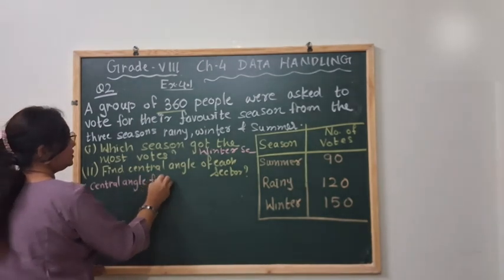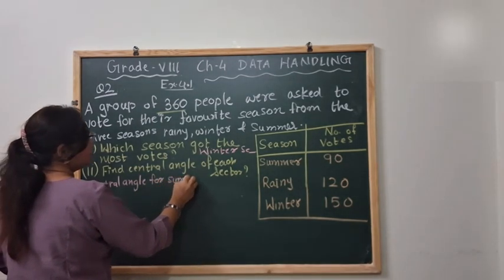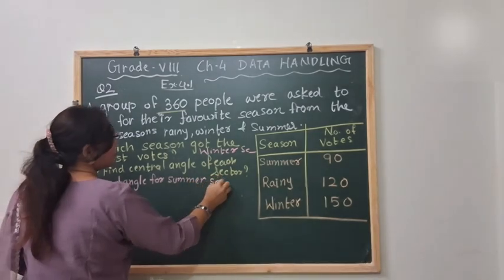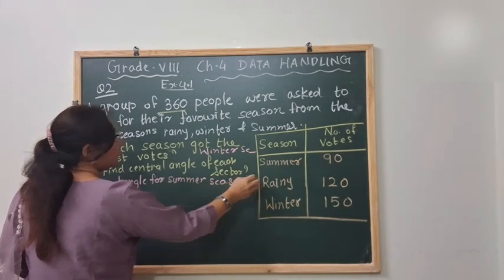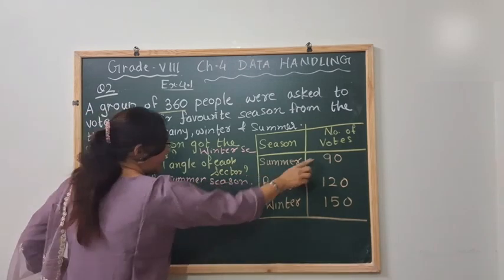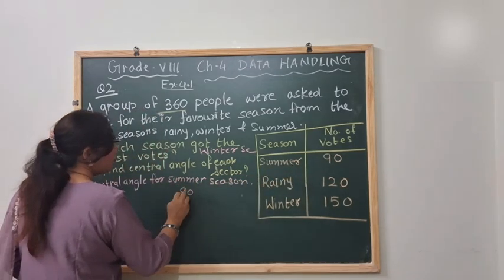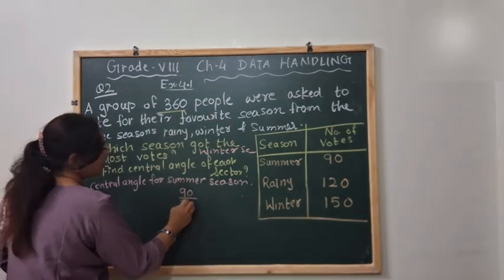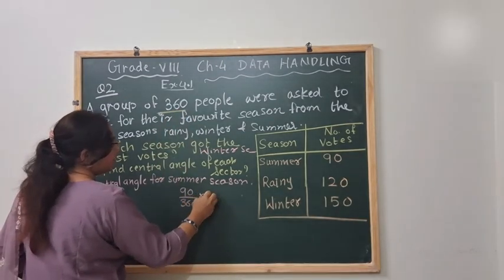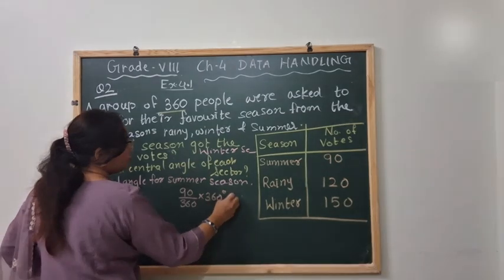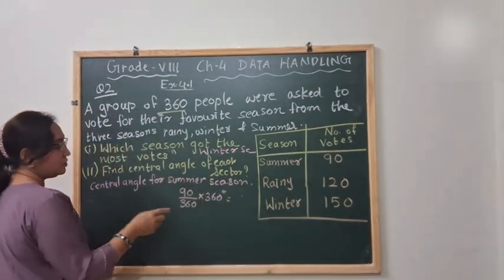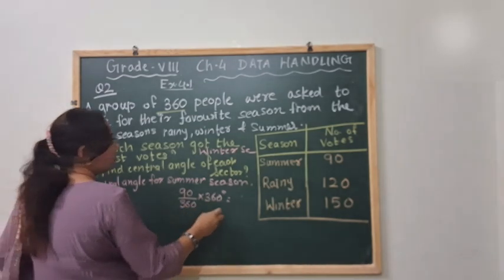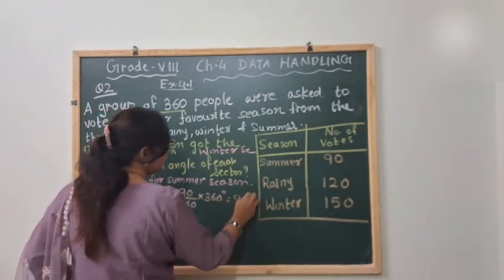For summer season, the number of votes is 90, out of 360, multiplied by 360 degrees. So the central angle for summer season is 90 degrees.